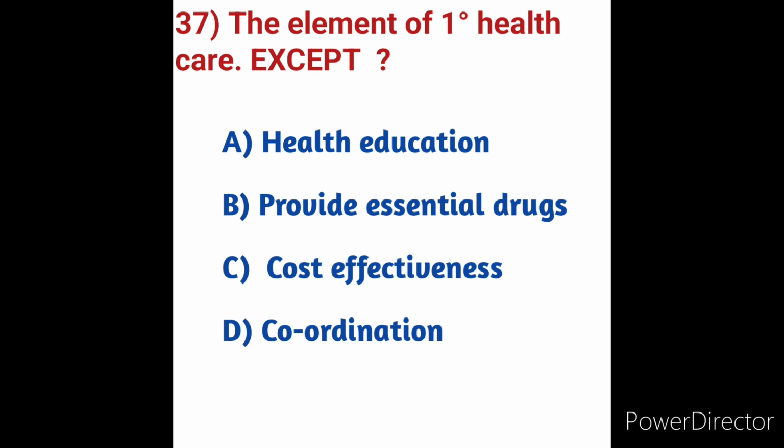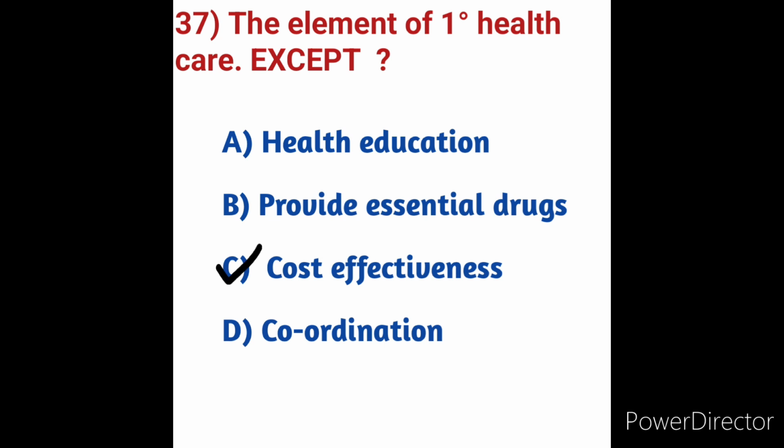The elements of primary health care are health education and proper nutrition, prevention and control of locally endemic diseases, and provision of essential care. These all come under the components of primary health care. So the element of primary health care except here is option C, cost effectiveness.